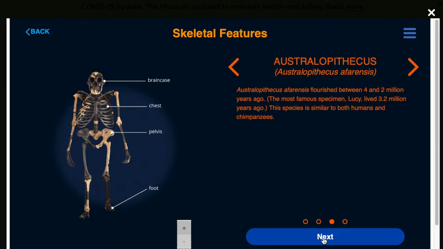Then we're going to look at Australopithecus. So here we have the species Australopithecus afarensis. The most famous fossil of this species is nicknamed Lucy, and so Lucy is the skeleton that we're going to be looking at in this activity today. This species existed between approximately 4 and 2 million years ago.